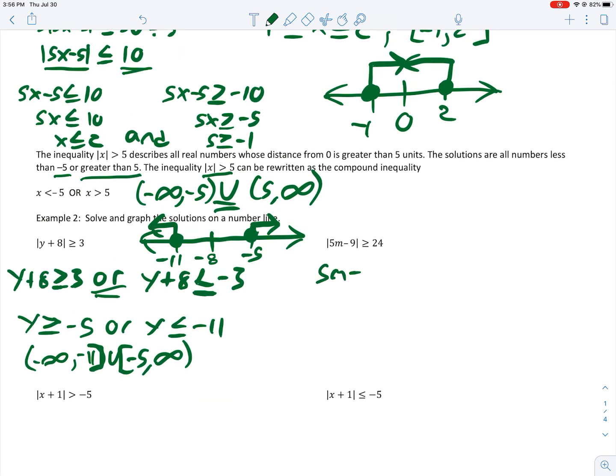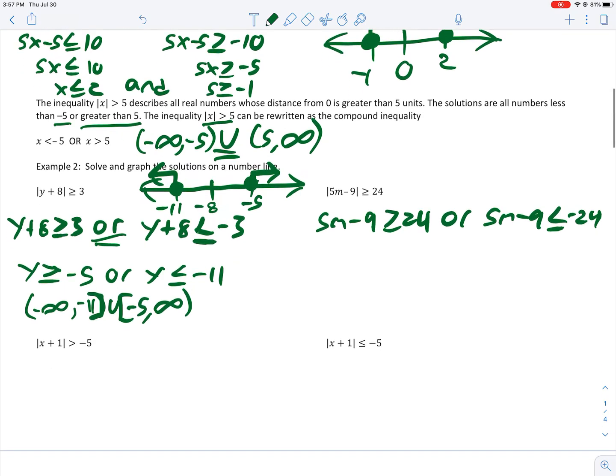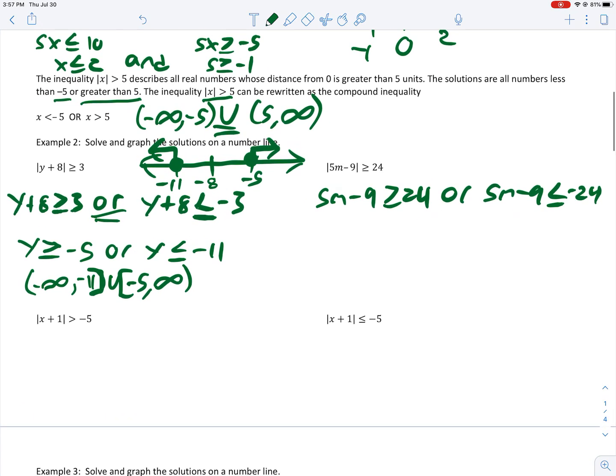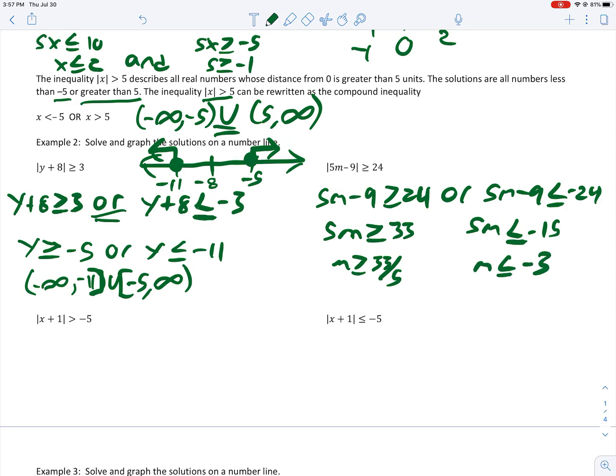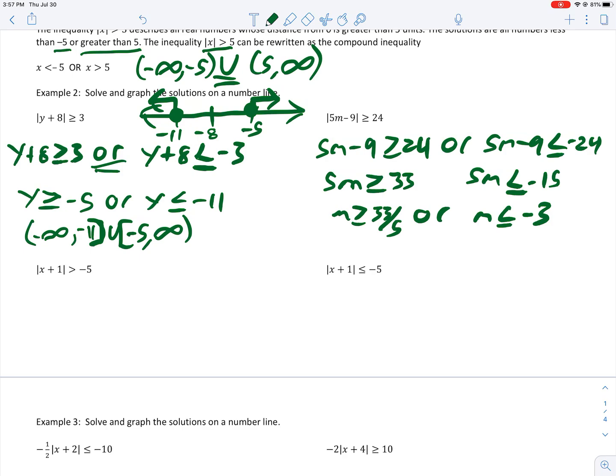Okay, next one. Absolute value of 5m minus 9 is greater than 24. That's all the numbers that are greater than 24: 25, 26. Or it's all the numbers that are less than or equal to negative 24: negative 25, negative 26, and so forth. Same idea. Solve. Add 9 to both sides, so 33, negative 15. Divide, so 33 over 5, negative 3. So it's one or the other.